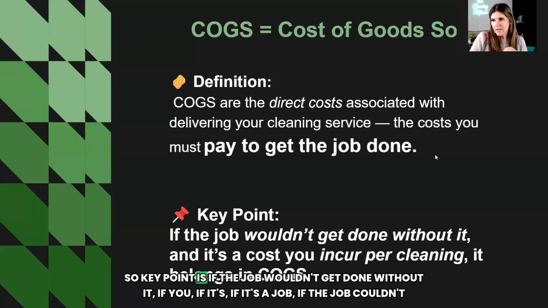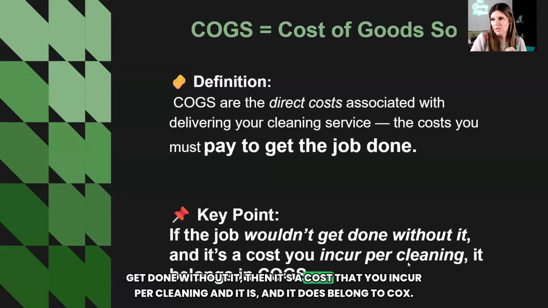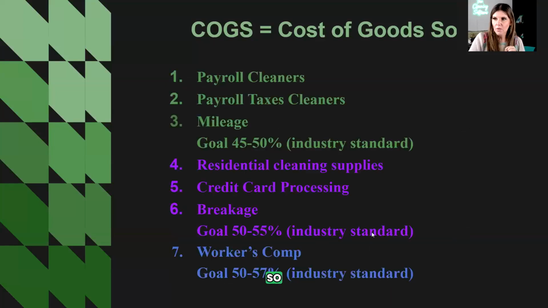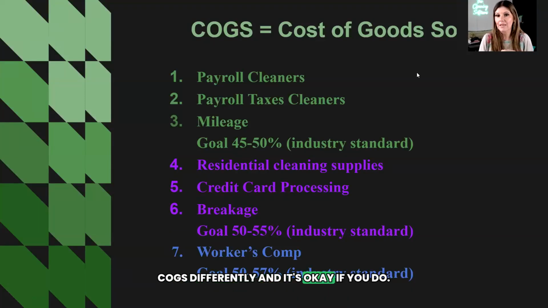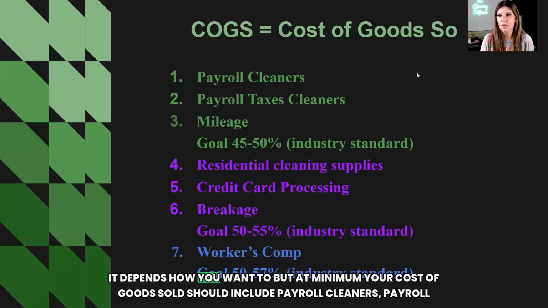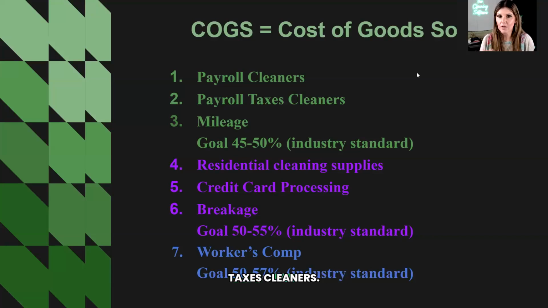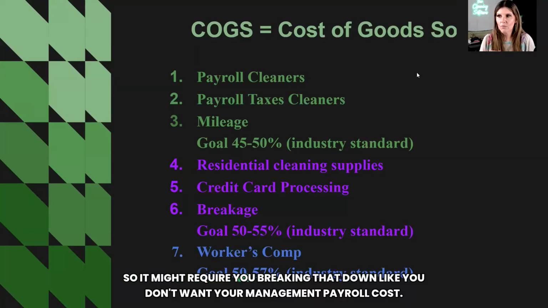So the key point is, if the job couldn't get done without it, then it's a cost that you incur per cleaning and it does belong to COGS. We went over this in our webinar on Tuesday or Wednesday, and a lot of people will measure COGS differently. And it's okay if you do. It depends how you want to. But at minimum, your cost of goods sold should include payroll cleaners and payroll taxes cleaners. So it might require you breaking that down.